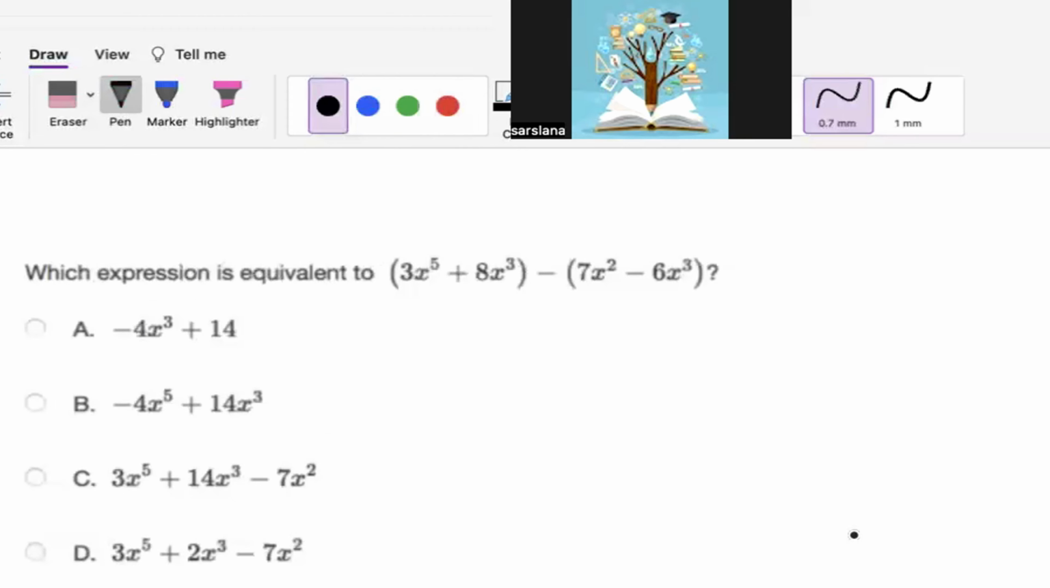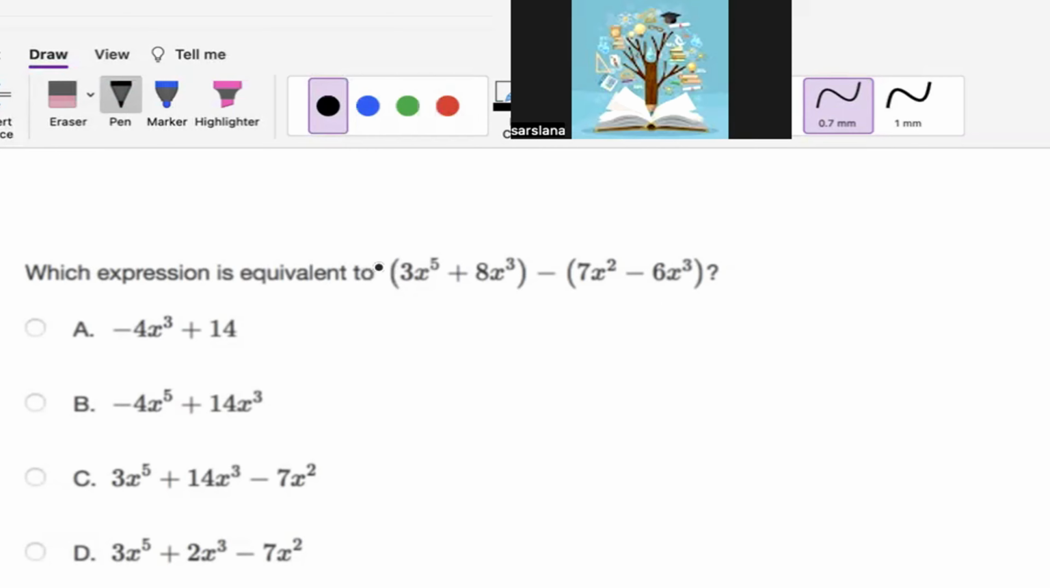Okay. Another question is here: which expression is equivalent to this expression? It looks like one of the questions subtracting a polynomial from another, but it is given directly. They don't say subtract this polynomial from this polynomial. The subtraction operation is already given here. So we don't need to do anything, we just need to subtract and combine like terms here.